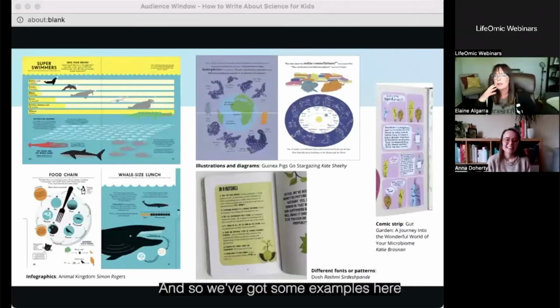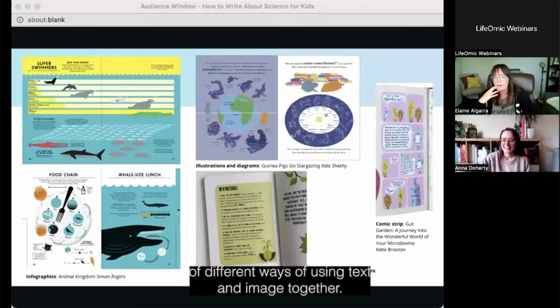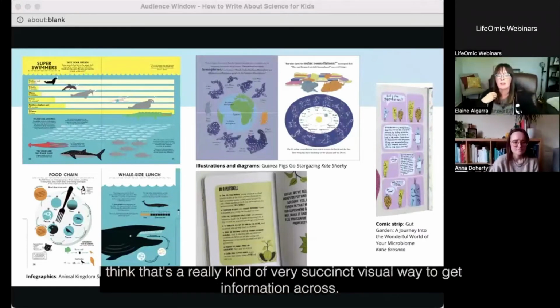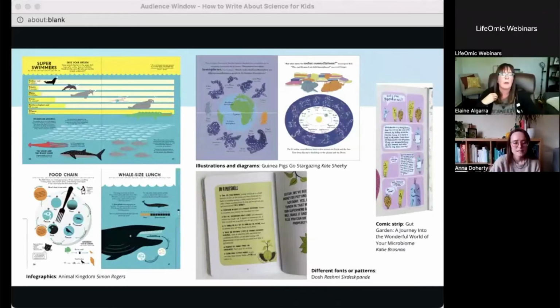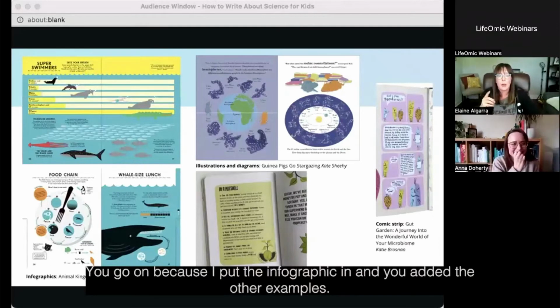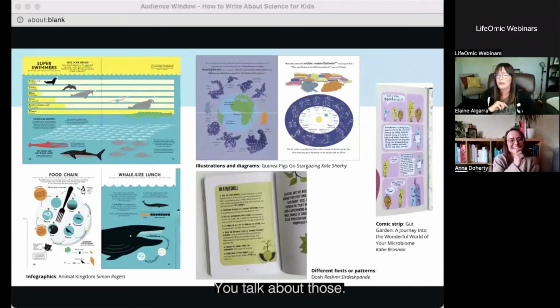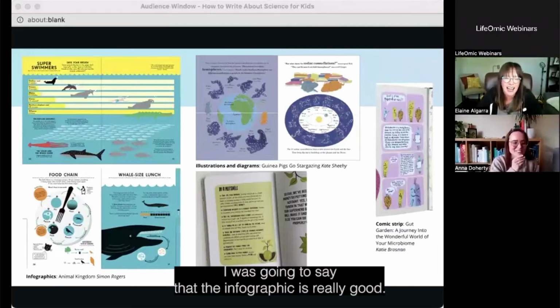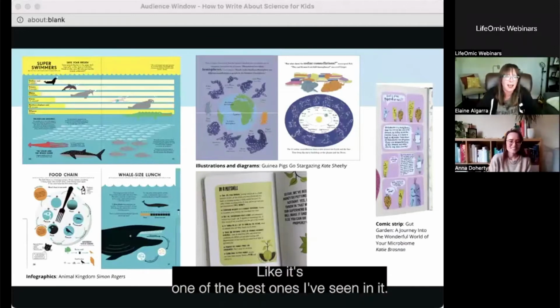And so we've got some examples here of different ways of using text and image together. So we've got an infographic there. I think that's a really very succinct and quick visual way to get information across. Sorry, you go on, because I put the infographic in and you put the examples and we talk about those. I was going to say that the infographic is really good. It's one of the best ones that I've seen.